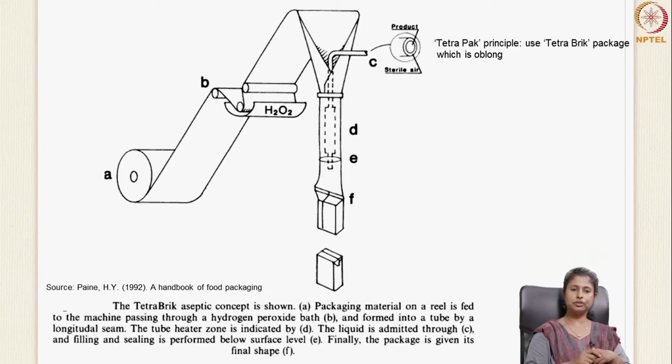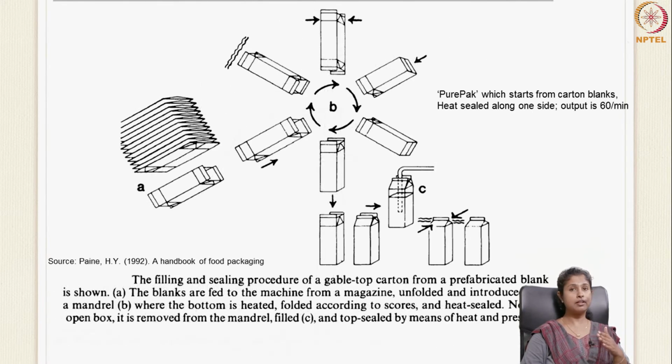Once it forms into a tube, it goes into the tube heater zone, indicated by D that you see there, and the liquid is sterilized separately, UHT treated, whatever sterilization procedure it follows. It is brought in and admitted through section C. Once the filling is done, it is sealed and finally the package is given its final shape. So this also comes under cartoning of liquids.